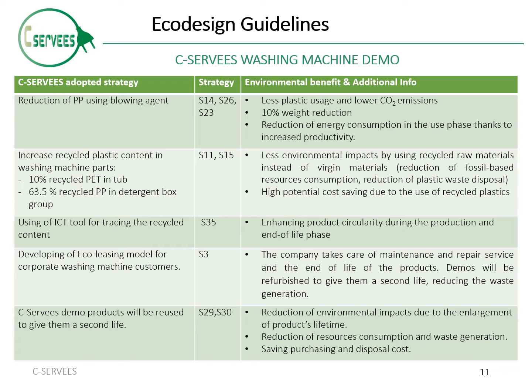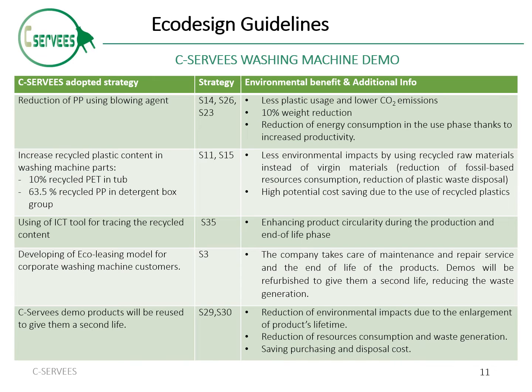The first action is the reduction of polypropylene using blowing agent, which entails less plastic usage and lower CO2 emissions, weight reduction and lower energy consumption in the use phase, thanks to the increased productivity. The second one is the increase of the recycled plastic content in washing machine parts, entailing less environmental impact by using recycled raw material instead of virgin materials, and high potential cost savings due to the use of recycled plastics.